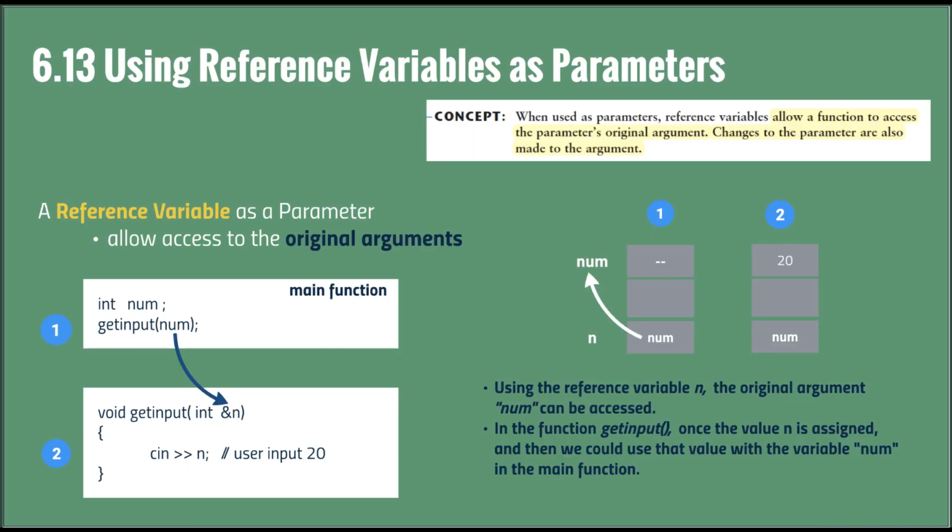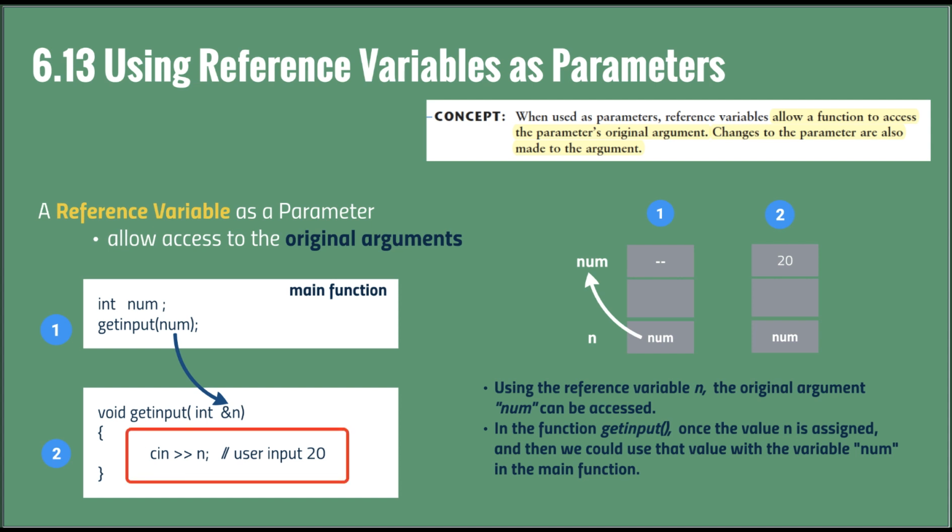Now take a look at an example of how we use a reference variable as a parameter. When we pass the value in the call function, the function takes it as a reference variable. The reference parameter stores the memory space of the arguments. Hence, we can access the argument position with the parameter name.